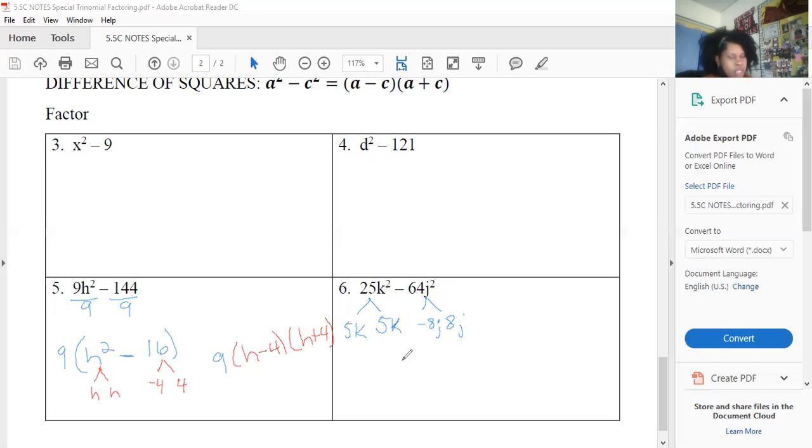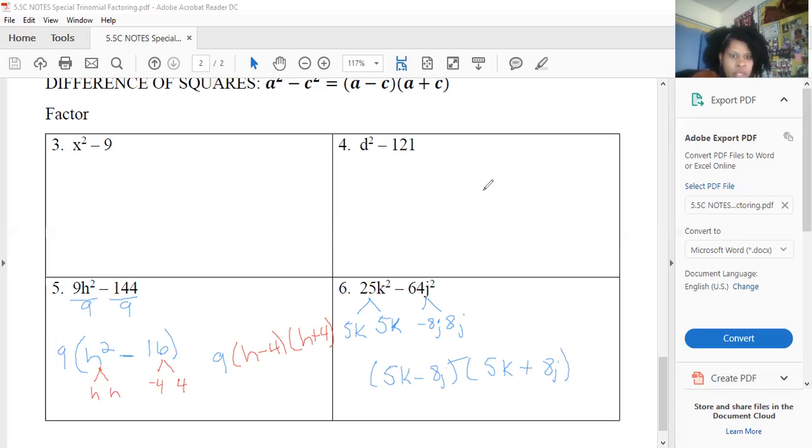All right. So even though it looks different, what we're doing is still a difference of perfect squares, so that formula does not change. This is going to be 5k minus 8j times 5k plus 8j. All right, so that is factoring differences of perfect squares.